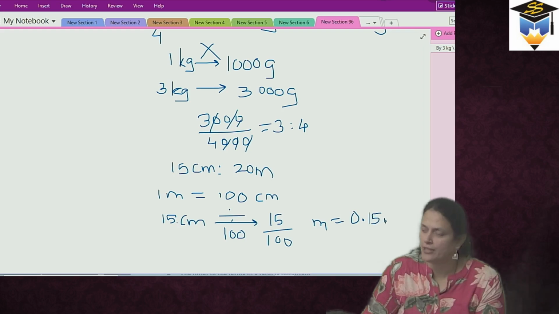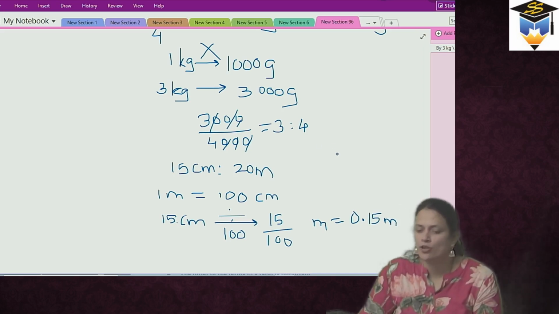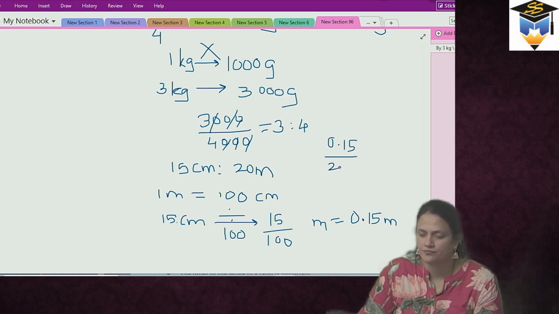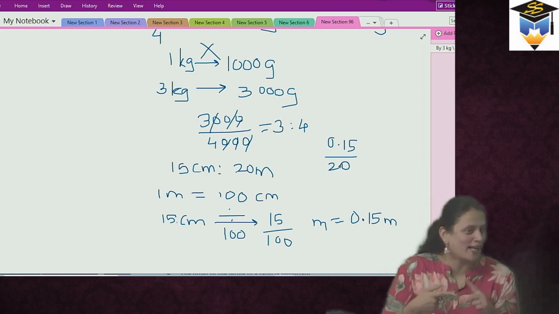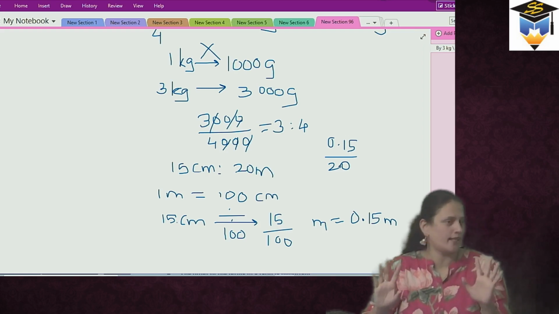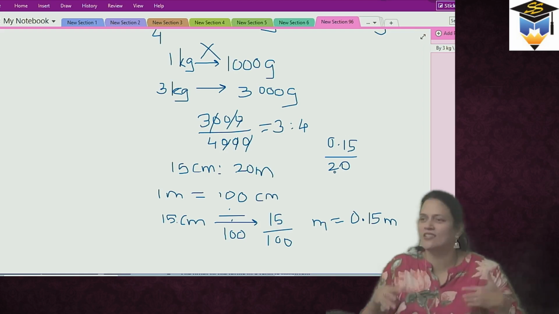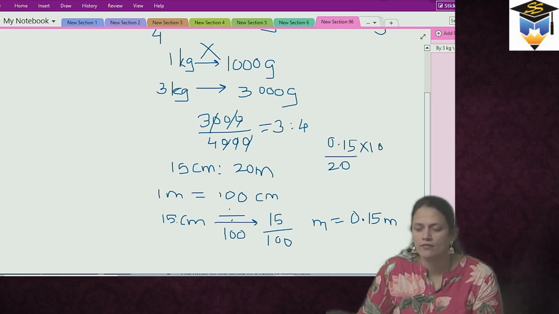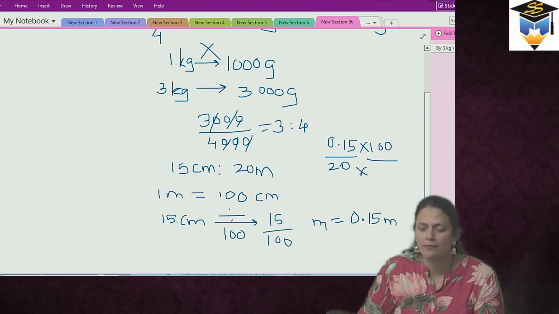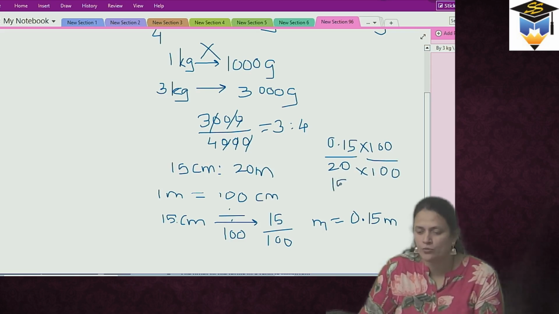So 0.15 meters. Now are both units same? So 0.15 upon 20. मैम यहाँ पे तो अभी अभी डेसिमल आया है. Many of my students are afraid of fractions and decimals. Okay, तो क्या करना है? It is very easy. Numerator में decimal है. We don't want decimal because that increases the computation. So the easiest way to do is just to remove it. So when you remove it, you have to multiply both numerator and denominator by 100. Okay. So 15 upon 2000 आएगा.